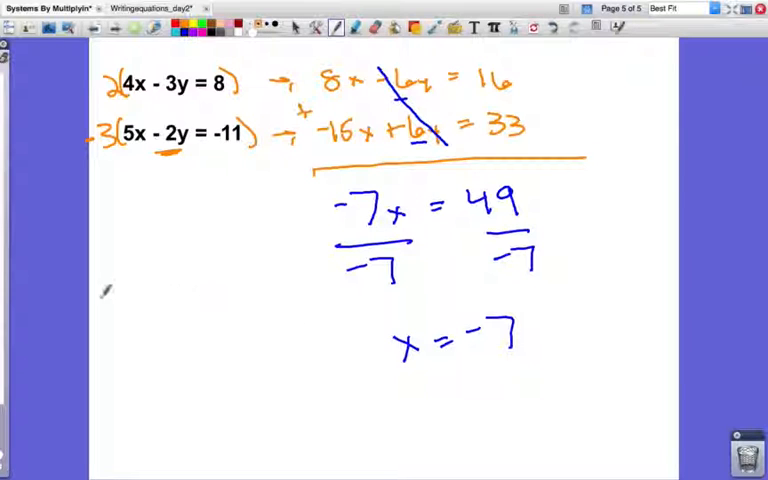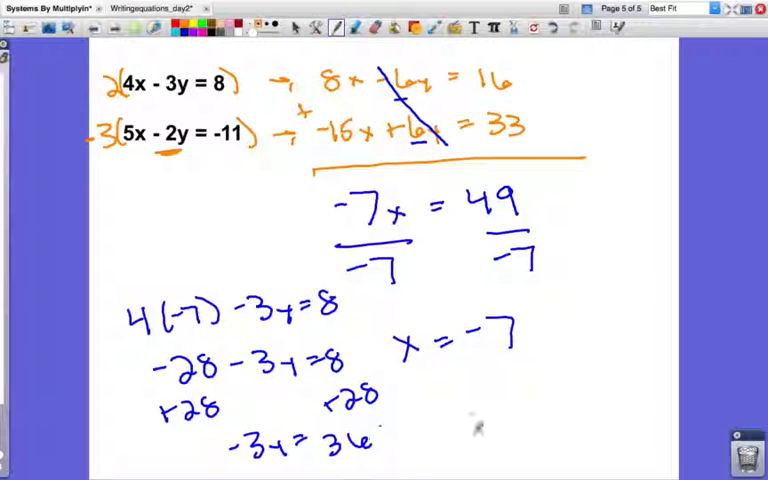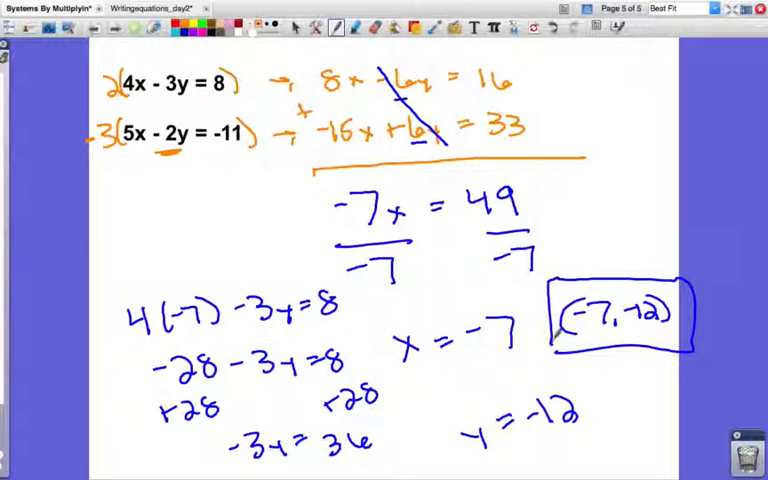And now once I get my answer, we do the old trick that we've been doing this whole time. We plug it back in to figure out what our y is. I chose my first equation up here, and I just solve. So I add 28 to both sides. I'll get negative 3y equals 36. So y equals negative 12. So negative 7, negative 12 is my solution. And I am all done.